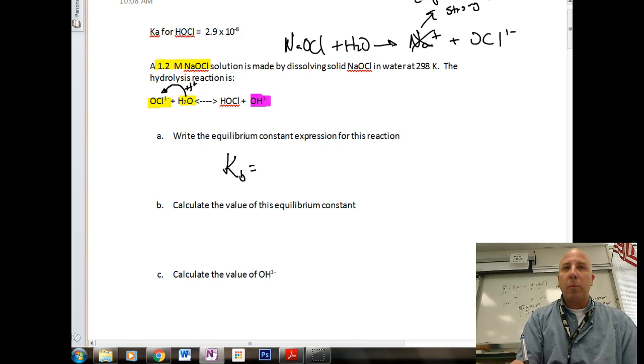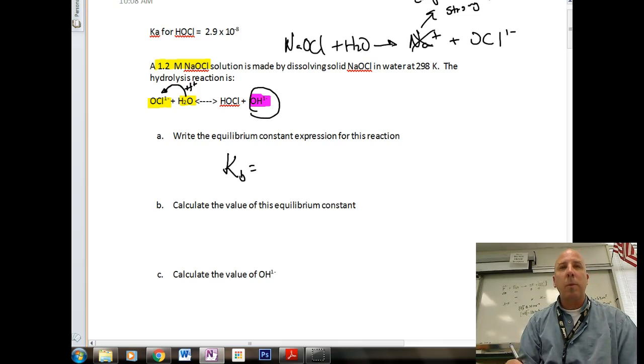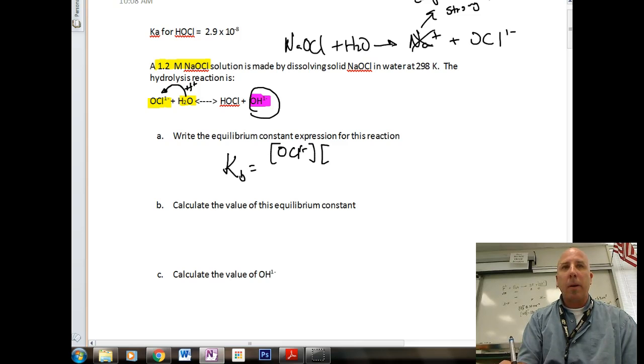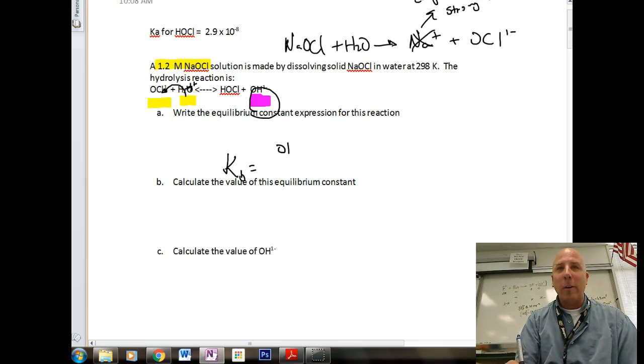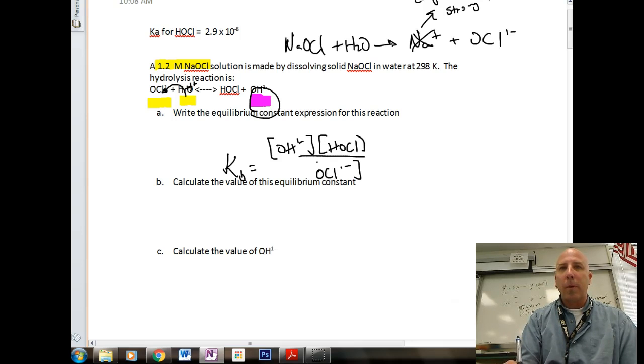The reason it's a Kb expression is because we're dealing with a solution that's going to be basic, because we have a hydroxide. So our equilibrium constant expression is going to be, let's erase that, I made a little mistake there. Let's do products, OH- times HOCl, over reactants, which is the OCl-. There we go. And there is our equilibrium constant expression for this reaction.